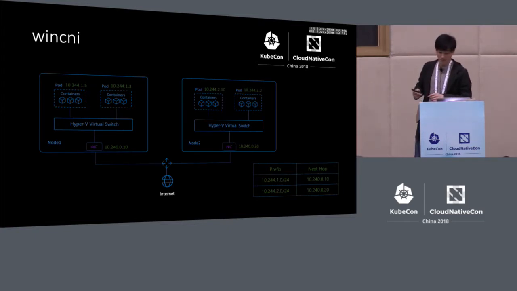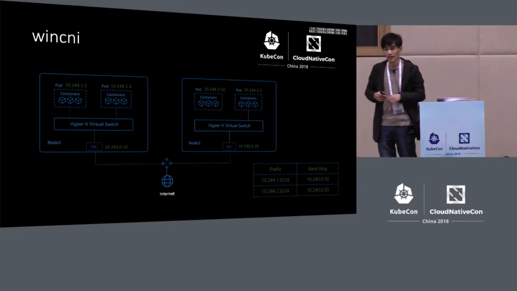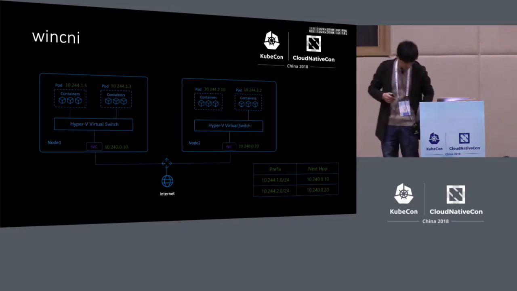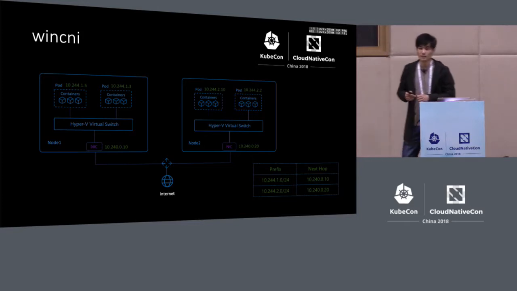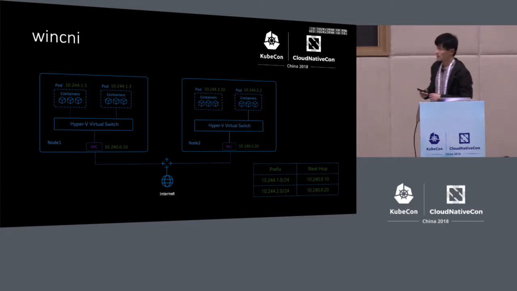So I'll give you an example with WinCNI, and it's a topology structure with the Kubernetes network. It's a similar scenario. On each node, we assign an IP address for all the containers. Each can get an IP address, and with the network bridge, they can be linked together.